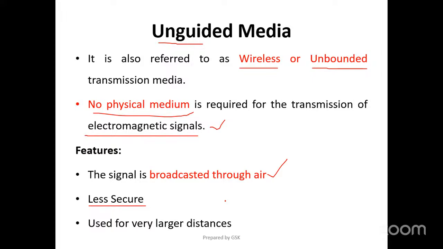It is used for very large distances. This is a very good advantage of the wireless one, because there is no need to maintain the cables. Even if it is very difficult to maintain the cables in some places, we can directly use unguided media there. For example, Jio AirFiber. In some areas, there might not be maintenance of the Jio internet cables. In such cases, you can directly use Jio AirFiber. No wires are needed. That is one example of the unguided media, wireless connections.